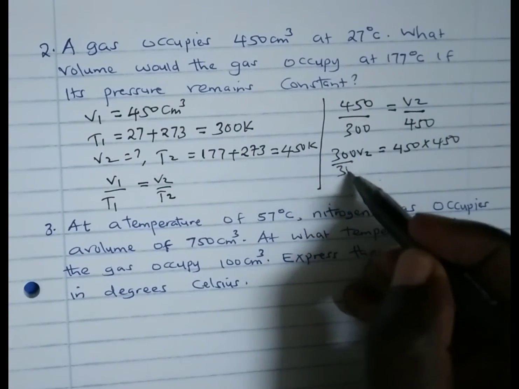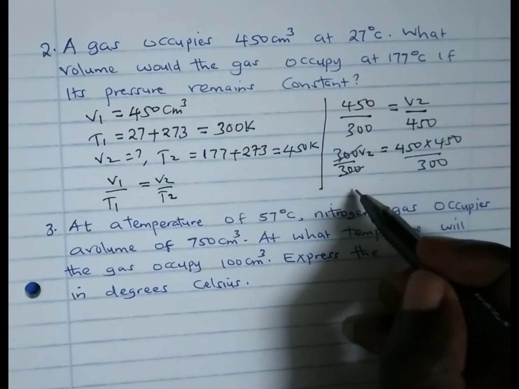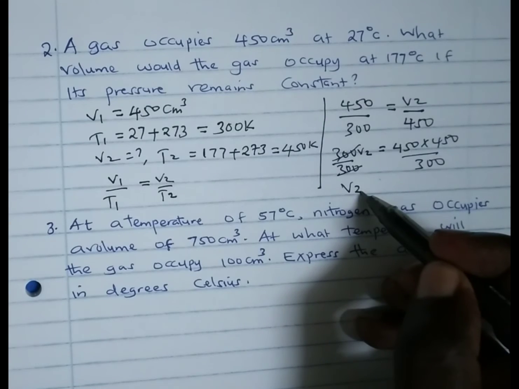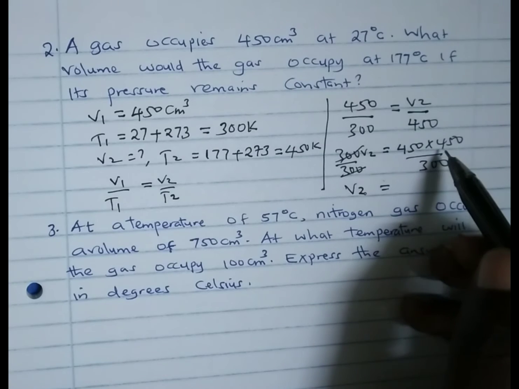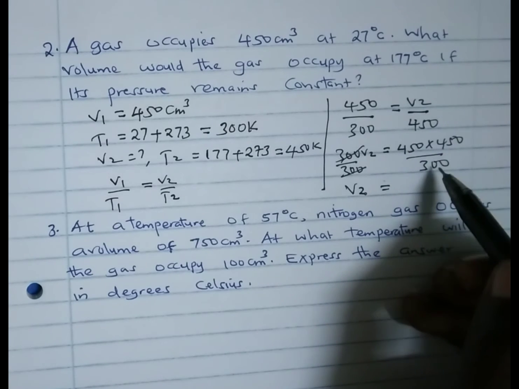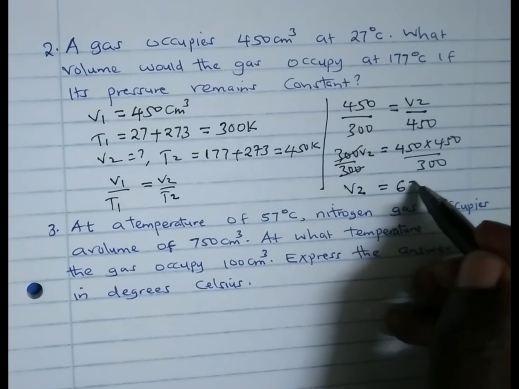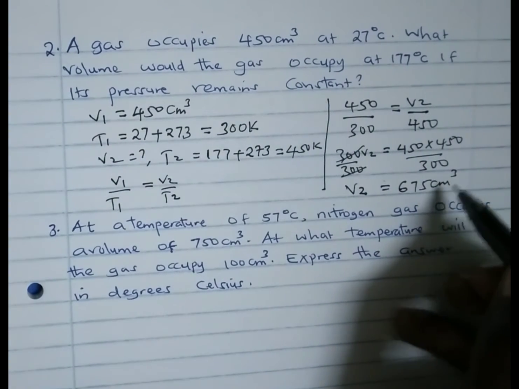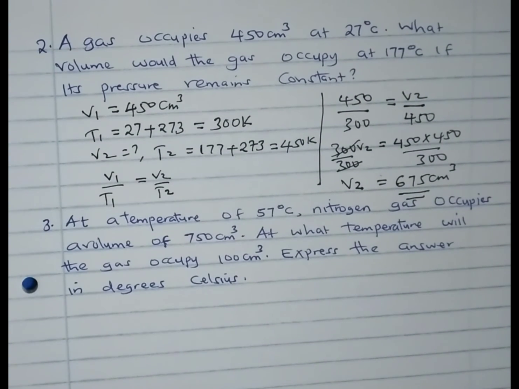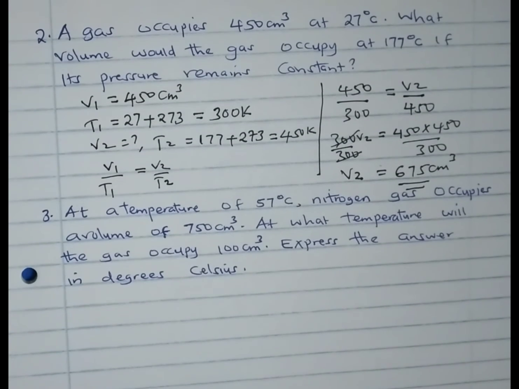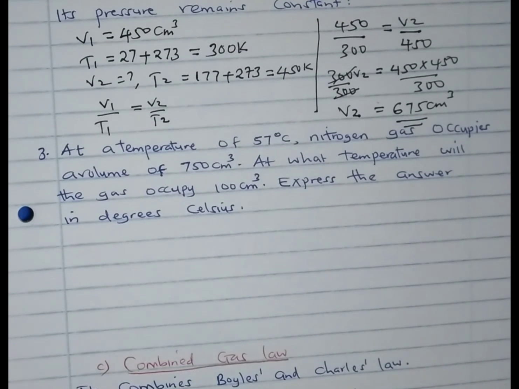You divide by 300 on both sides. 300 and 300 will cancel, leaving us with volume 2, and volume 2 will be equal to 450 multiplied by 450 divided by 300, which gives us 675 centimeter cubic as the answer to question number 2 under Charles' law. We go to question number 3.